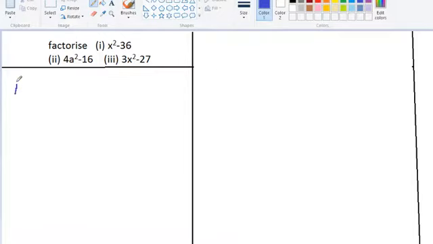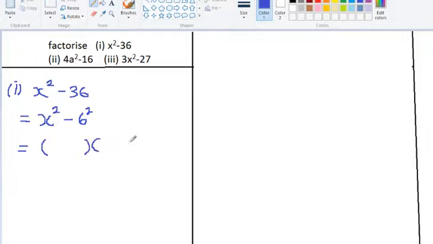Working out part 1, we have x squared subtract 36. We have to express this as a difference of two squares, which means something to the power 2 subtract something else to the power 2. Now 36 is equal to 6 times 6, so I can write 36 as 6 squared. And afterwards, I follow this procedure.